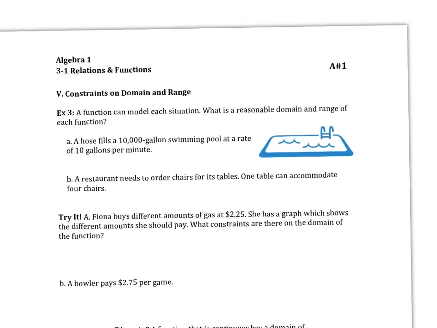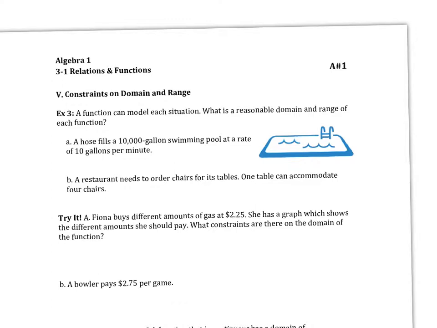On the last page, we're going to look at real-life sorts of things, and that is we're going to have constraints on domain and range. So let's see, for example, here. A hose is filling a 10,000-gallon swimming pool at a rate of 10 gallons per minute.